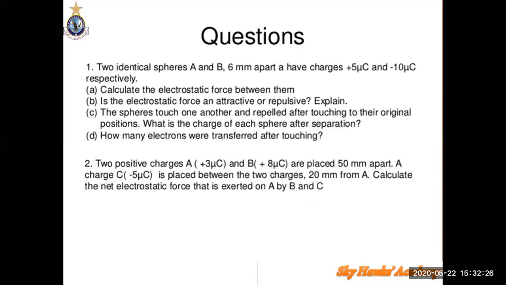Two identical spheres A and B, 6 millimeters apart, have charges of plus 5 microcoulombs and minus 10 microcoulombs respectively. Calculate the electrostatic force between them. Is the electrostatic force attractive or repulsive? The spheres touch one another and after touching are repelled to their original positions. What is the charge on each sphere after separation? How many electrons were transferred after touching? I will send this slide and try to solve it; I will solve this.